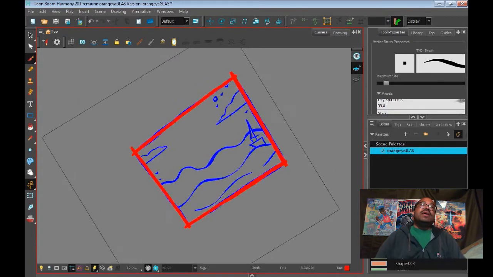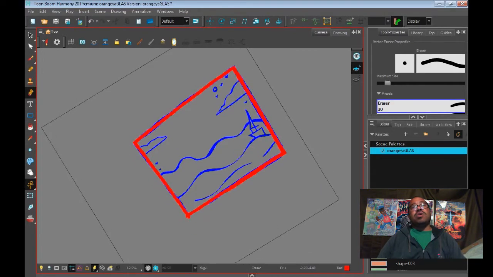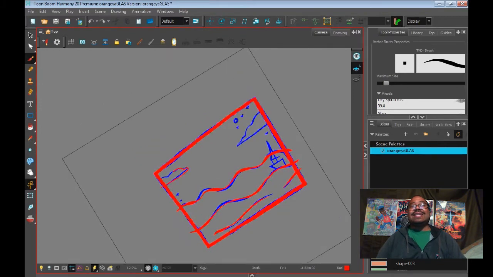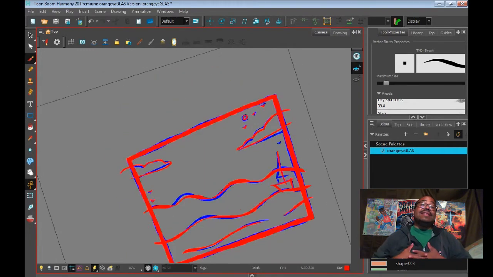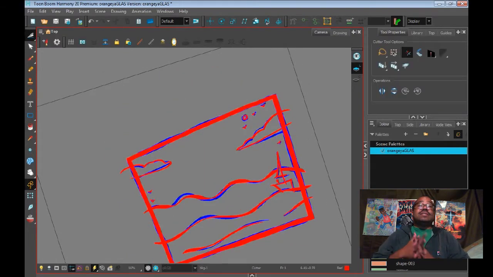Anyway, this is now redraw number 3, and this is trying to make the line work as clean as possible and to use really nice thick and thin.